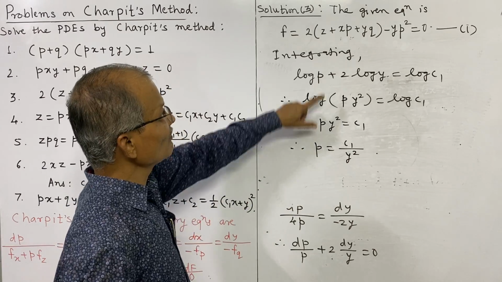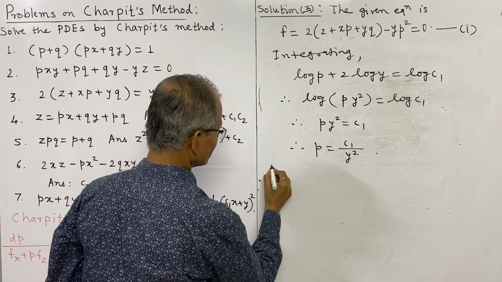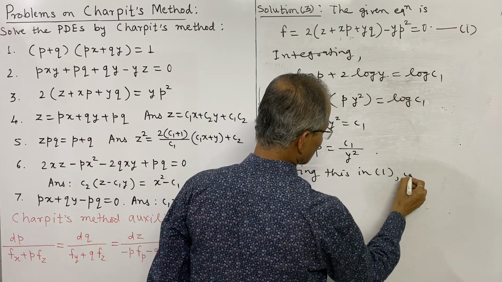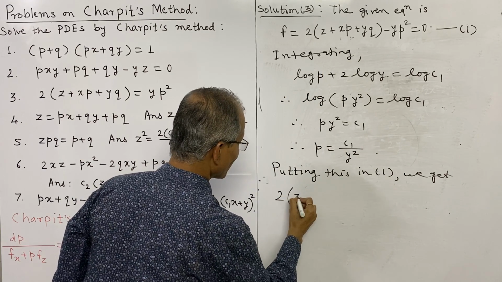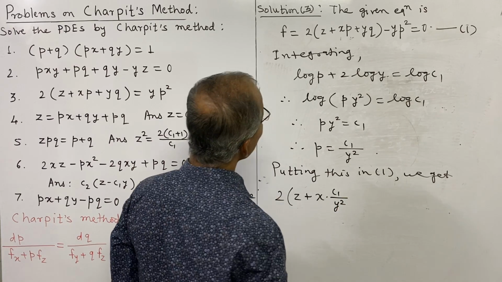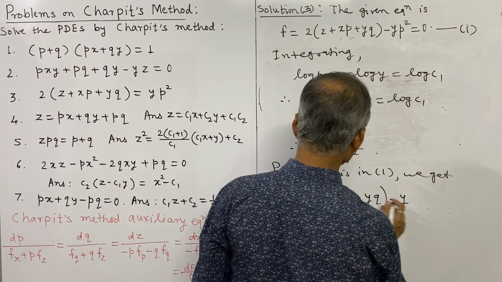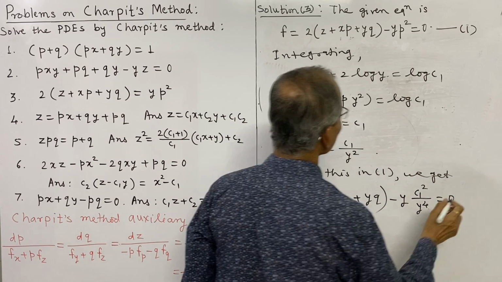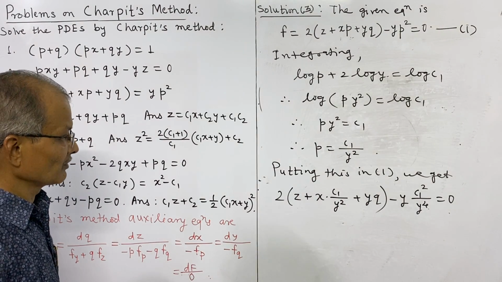Now we use this value in equation 1 to get q. So putting this in 1, we get 2 into z, plus x into p, that is x into c1 divided by y square, plus y into q, minus y into p square, the square of this being c1 square divided by y to the power 4, is equal to 0. Verify it. And now we want the value of q from this.